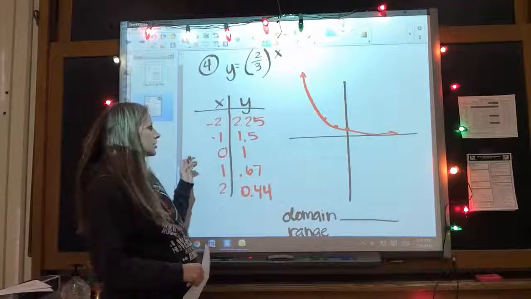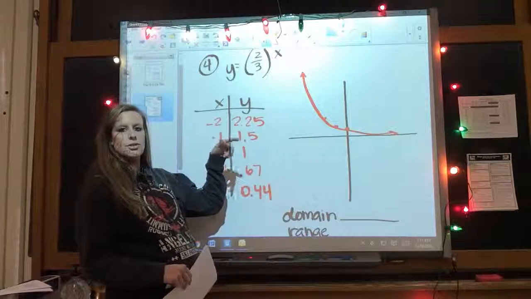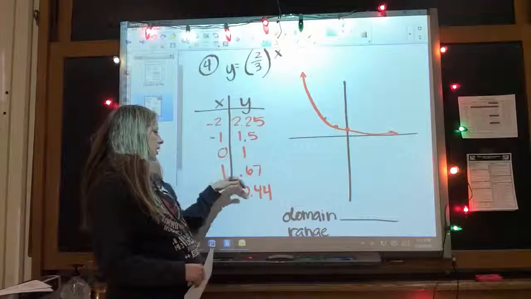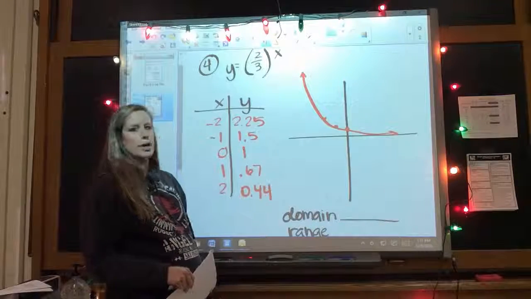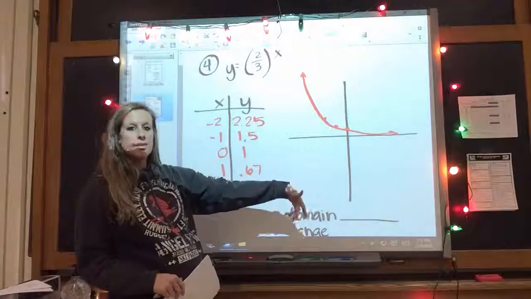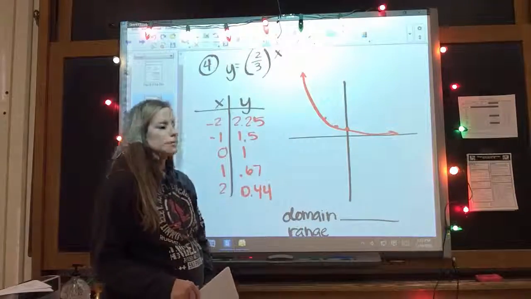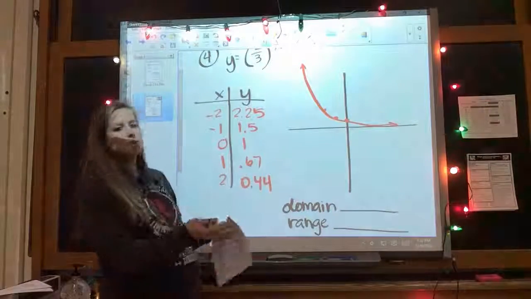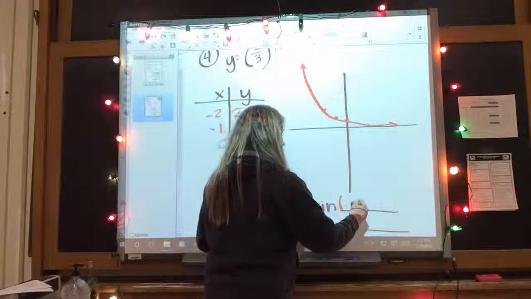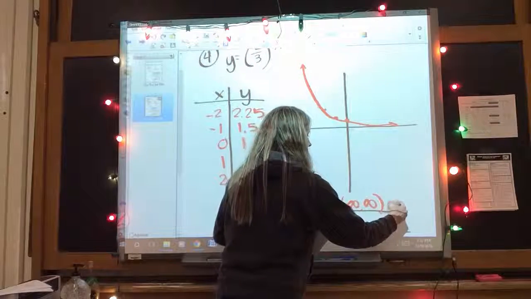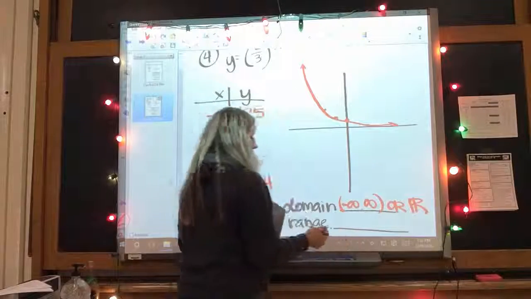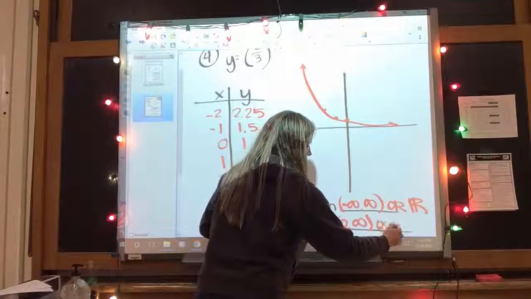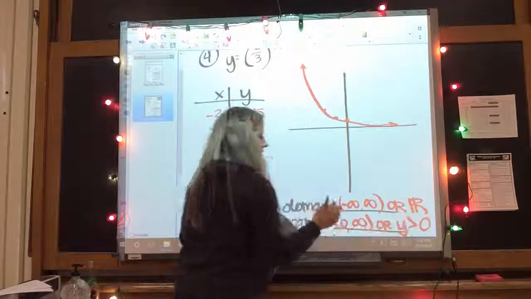Okay, so on your table you should have gotten the points -2, 2.25, -1, 1.5, 0, 1, 1, 1.67, 2, 2.44. Okay, so whenever you plot this graph, you should have got an exponential decay. Okay, a curve that's decreasing. On your domain, it goes to the left forever and to the right forever. So negative infinity to positive infinity, or all real numbers. Your range goes from 0 to infinity, or y is greater than 0, either one.